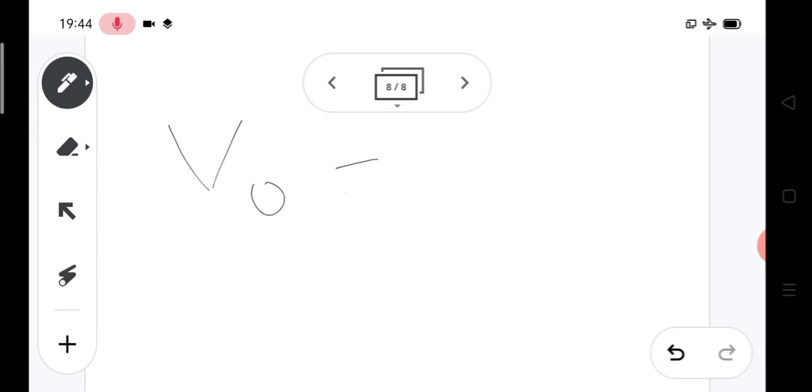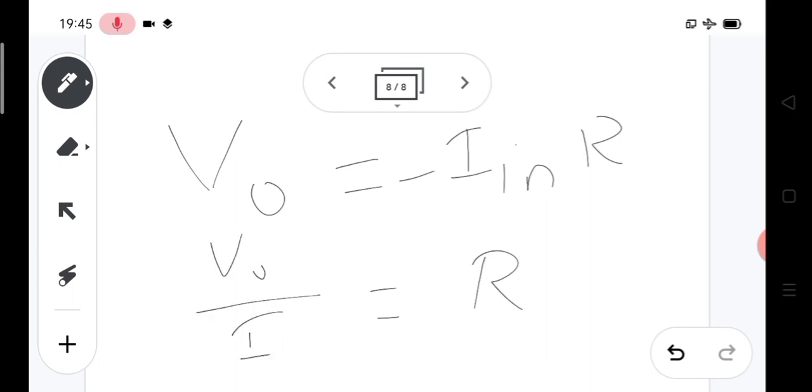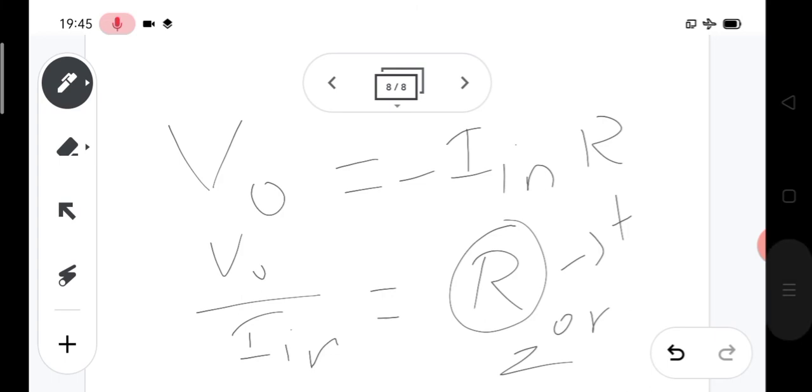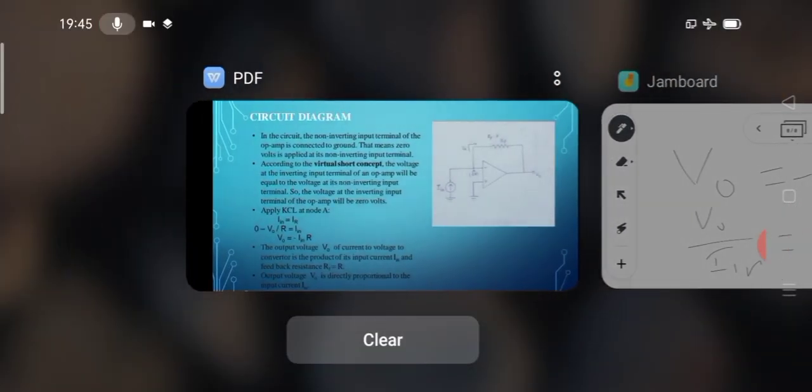V0 is equal to minus IIN into R. Then R is equal to V0 by IIN. The output we are getting is voltage, and the input we are applying is current. So we are getting resistance, and so we are saying it is a transresistance or transimpedance, R or Z. Okay, transresistance or transimpedance amplifier, as a current to voltage converter.